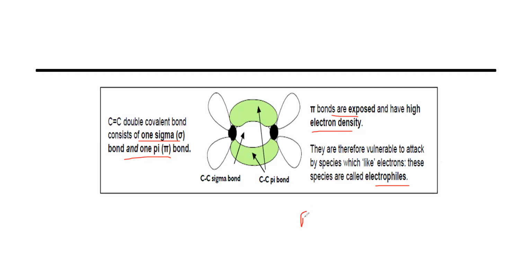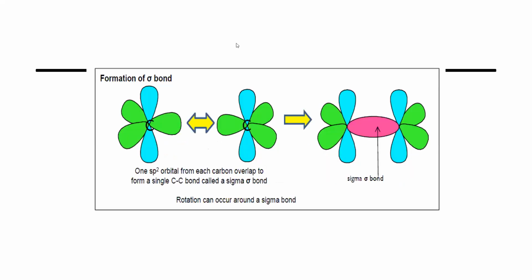The pi bonds are exposed and have high electron density, and therefore they are vulnerable to attack by species like electrons. And these species are known as electrophiles. Electrophile means, that's the last class we discussed, the species which is attracted towards an electron rich side. So due to the pi bond, the species are attracted, or these are known as electrophiles. And you can see the formation of the pi bond.